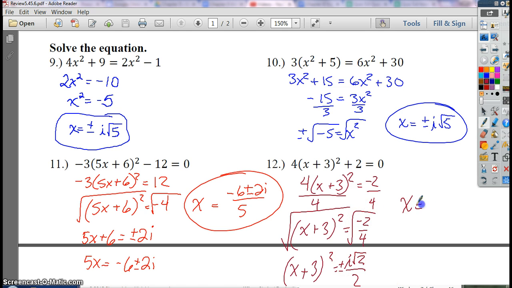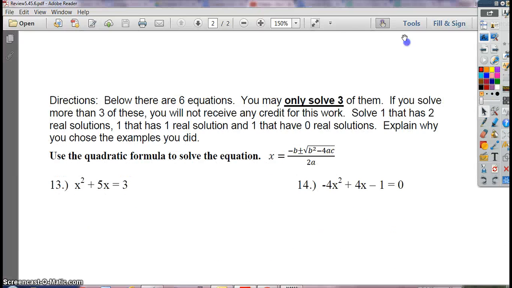And all I have to do then is move my 3 over. So it's negative 3 plus or minus i square root of 2 all over 2. Notice the negative 3 is not divided by 2. It's just the i root 2. Alright. Going to the back.